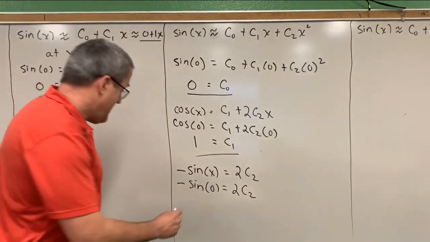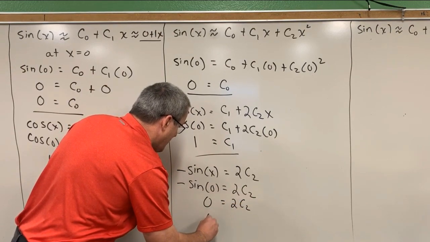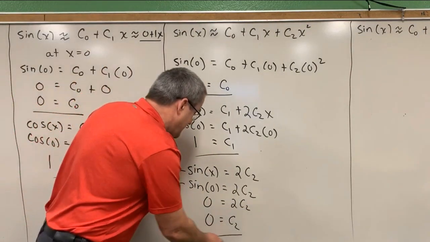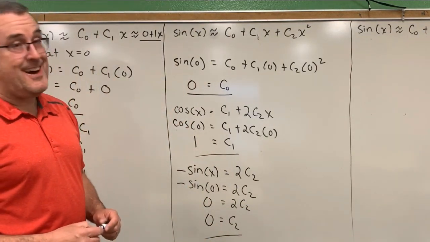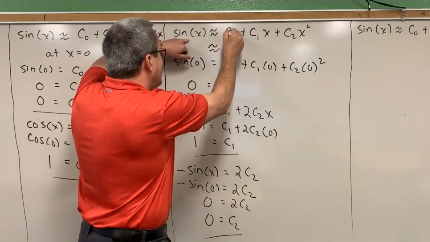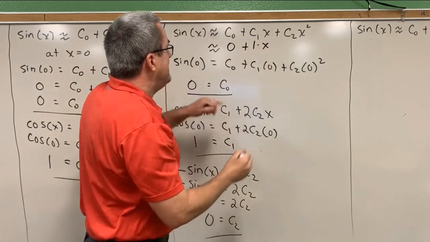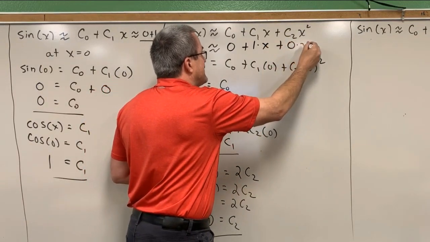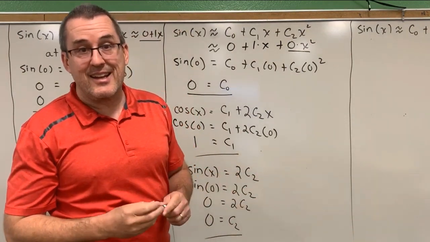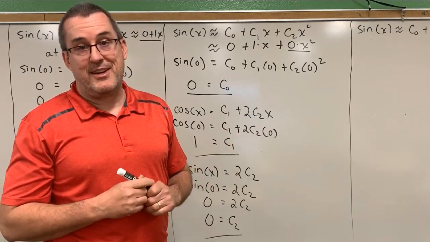Sine of 0 is 0, so we really have a negative 0, or does 0 equals 2c2? Therefore, 0 equals c2. Notice 2 times 0 is 0, so c2 is 0. Now, this is not super helpful, because what we've just found out is the sine of x can be approximated by c sub 0, which was 0, c sub 1, which was 1 times x, plus c sub 2, which is 0x squared, which of course makes 0, and so the quadratic term just does not assist us in finding a polynomial approximation for sine of x.